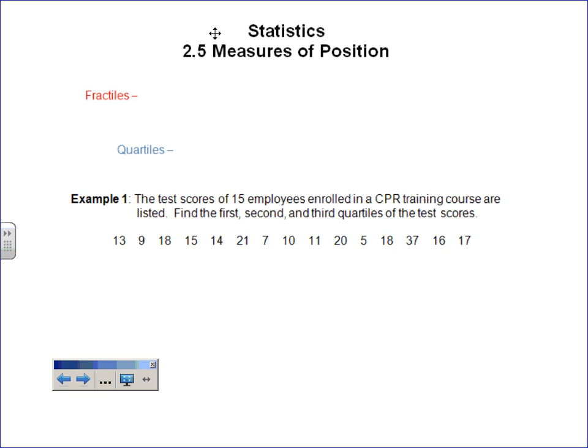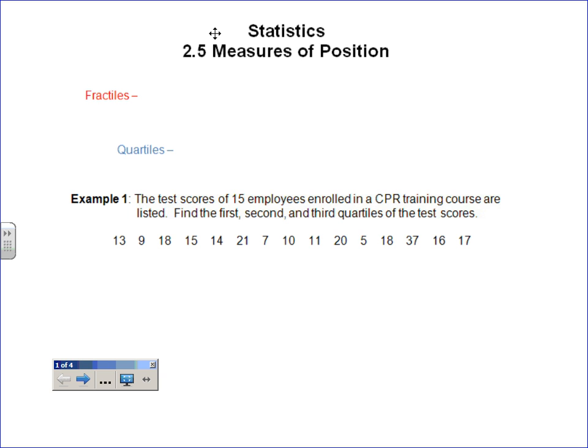Right, last section of chapter 2, measures of position, as in, where does it end up? And I know you've seen that second word before, quartiles, but you've probably never really talked about the first word, which is fractiles. They're very closely related. A quartile is a specific type of fractile.